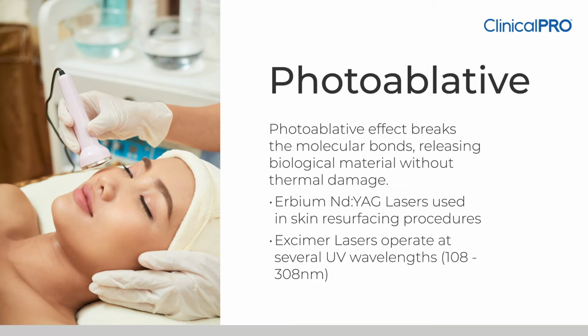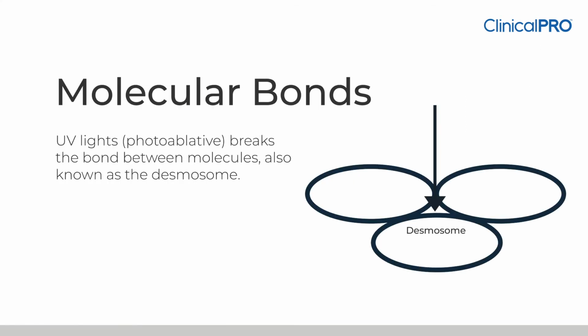The second one is photoablative. Photoablative lasers are lasers that will break the molecular bonds. Our skin is attached to the next layer of skin. So the first layer of your skin, which is your epidermis, has flattened cells. Now these flattened cells are attached to each other by little structures called desmosomes. When we use UV light, that will release the biological material, in other words, it breaks this bond, and that's when we get sun damage.